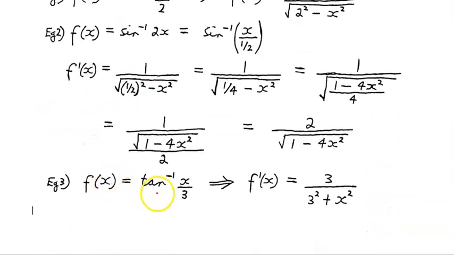Let's have a look now. f of x is inverse tan x on 3, then f prime of x is 3, remember a, over a squared plus x squared, so 3 squared plus x squared.